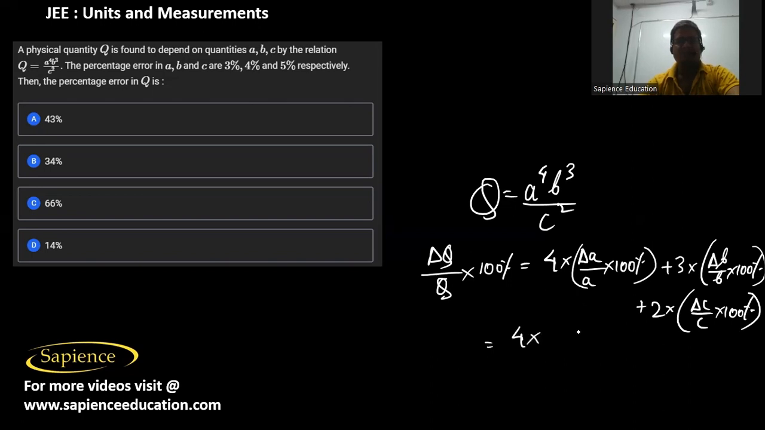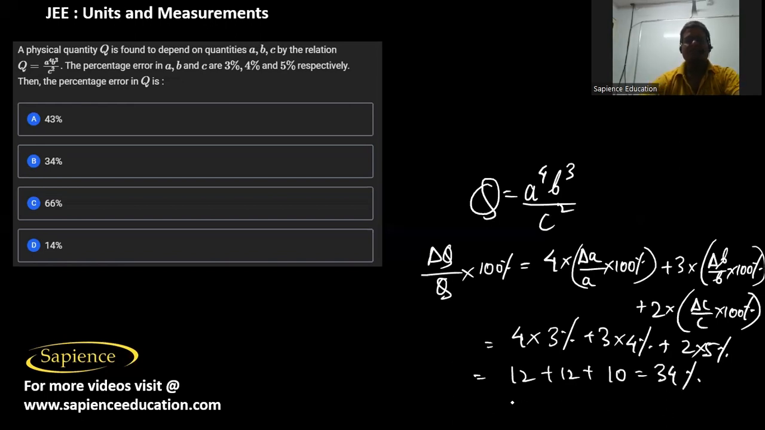So 4 into the percentage error in A, which is 3%, plus 3 into the percentage error in B, which is 4%, plus 2 into the percentage error in C, which is 5%. So this will be 4 3s are 12%, 12 plus 12 is 24, plus 2 5s are 10. So this is 34%. So 34% is the percentage error in Q. So option B is the correct answer.